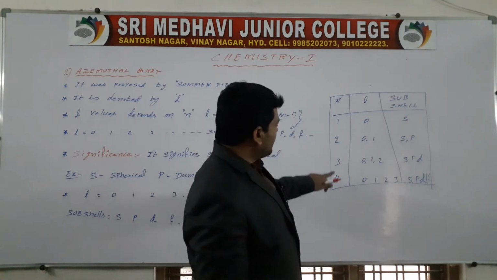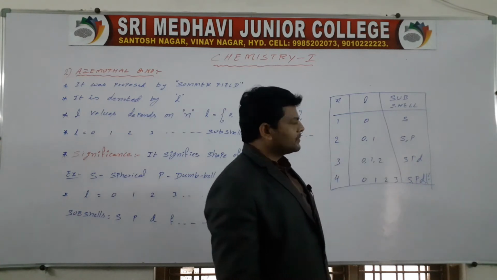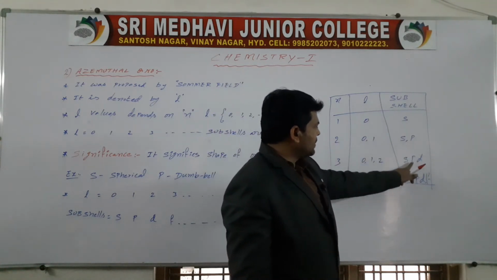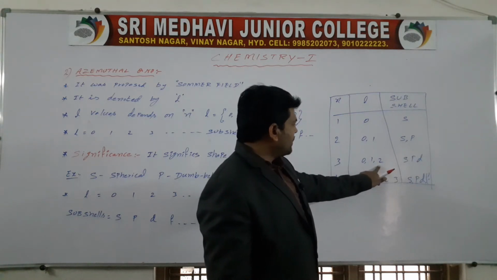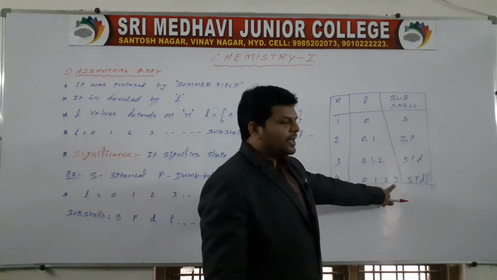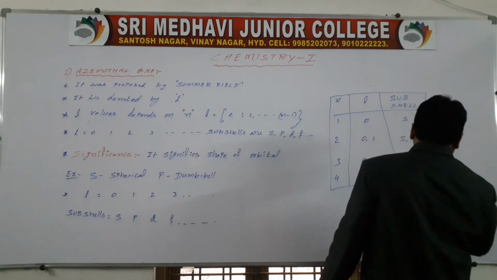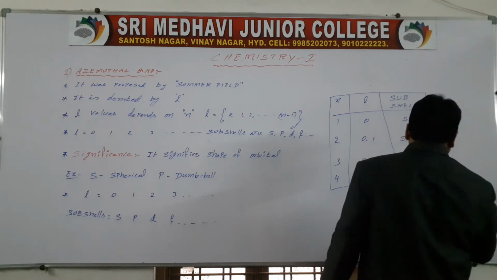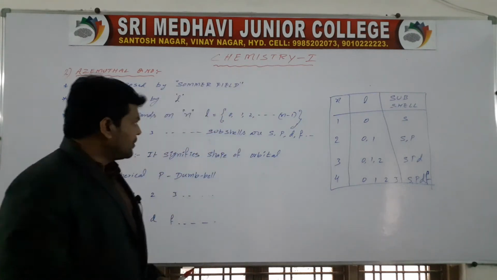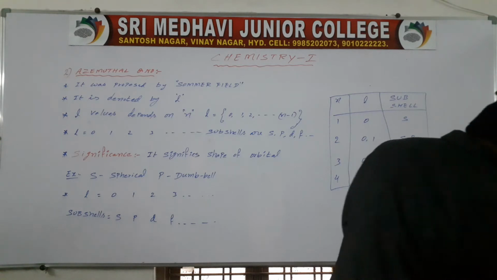For any orbit, L equal to 0 is an s orbital. For any orbit, L equal to 1 means a p orbital. L equal to 2 means a d orbital. L equal to 3 means an f orbital. So this is the way we discuss the azimuthal quantum number.